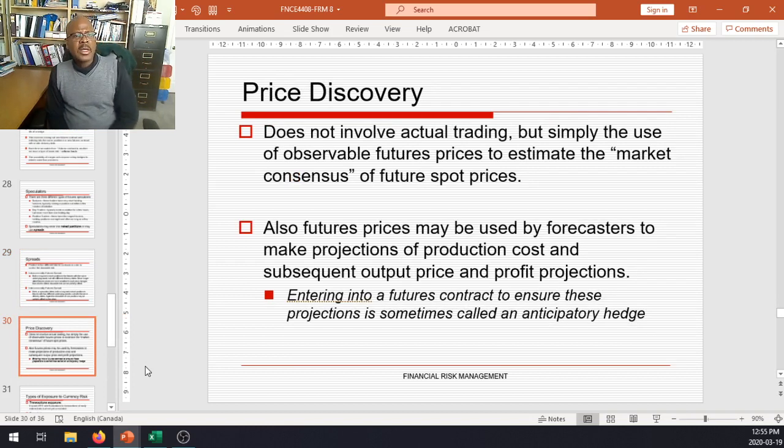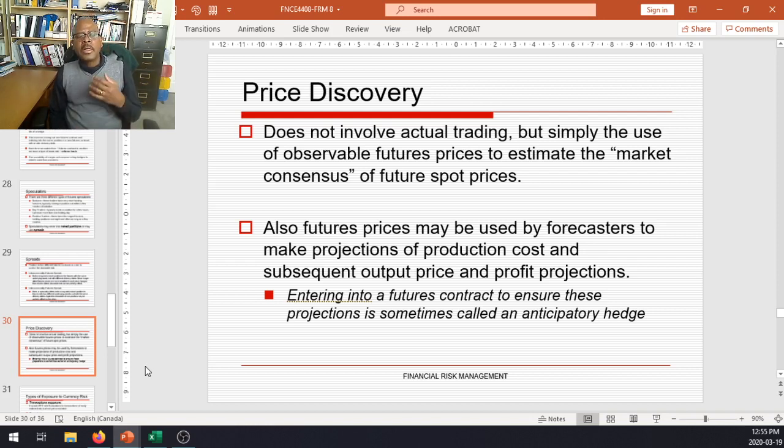Futures contracts are also used for price discovery. This is if you have an asset that is not traded, how do you determine what the value of that asset is? If it's a variable that is not traded in the market, how do you determine what the price of it is, what the market thinks it's worth? So for instance, if it's weather, how do you determine how much the weather is worth to farmers and so on?